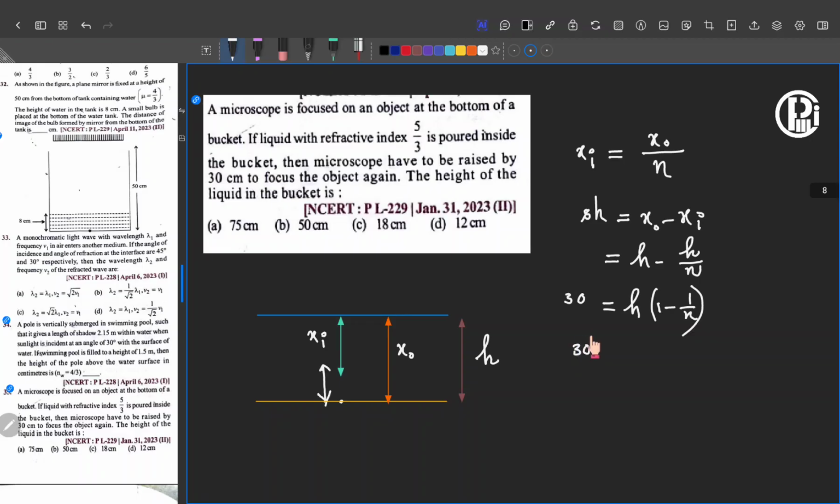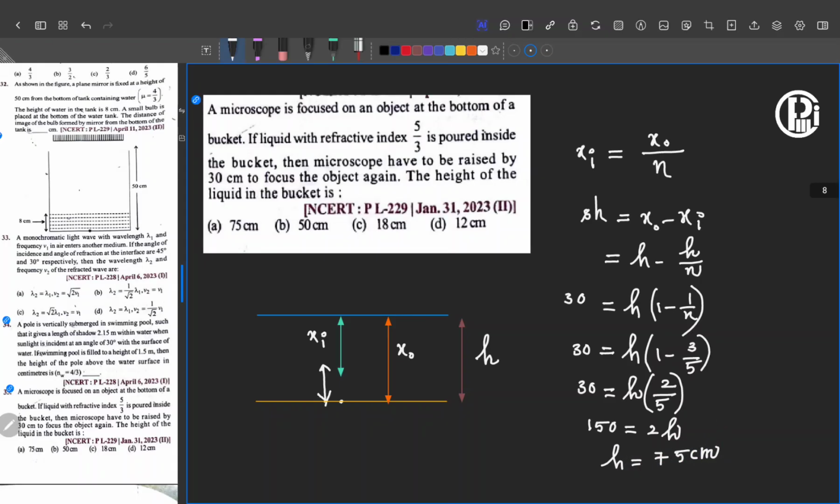So therefore 30 is equal to h is how much? h is what we don't know, that is what we have to calculate. 1 minus 1 by n, since it is water the refractive index is given, it can be written as 3 by 5. Therefore this 30 is 30 only, h is h only, can be written as 2 by 5, right? 2 by 5. So this is how much? 150, right? 150 will be equal to 2h. Therefore h is equal to 75 centimeter. H is equal to 75 centimeter.